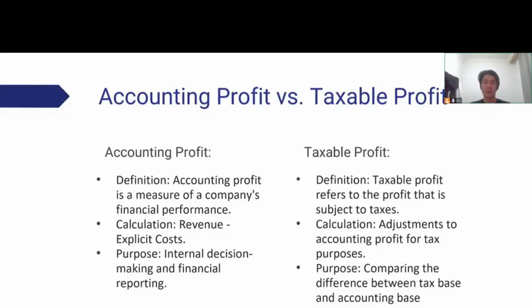The first topic is the differences between accounting profits and taxable profits. Accounting profit is measured as the difference between accounting revenues and accounting expenses, which are determined in accordance with accounting standards, normally based on accrual accounting. Taxable profit is calculated as the difference between taxable revenues and the tax deductions against those revenues.